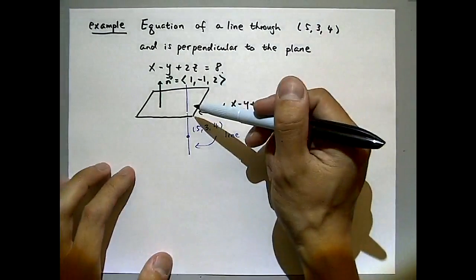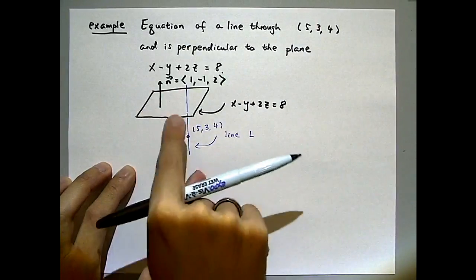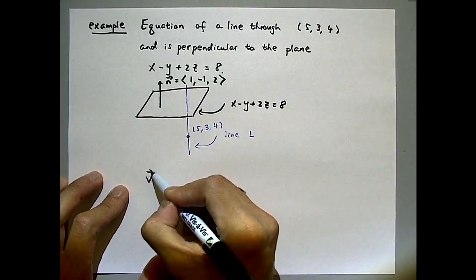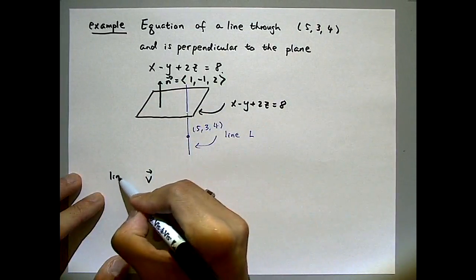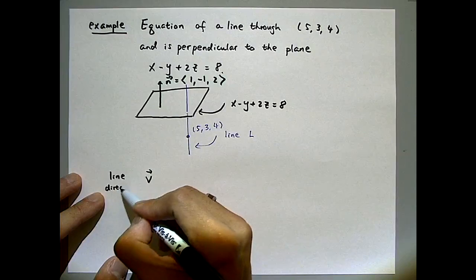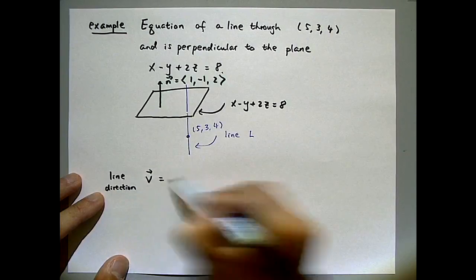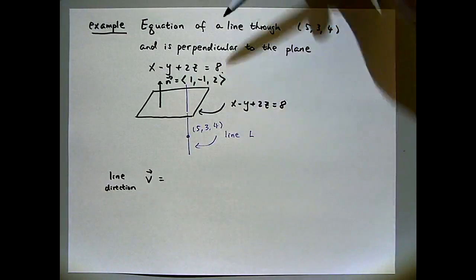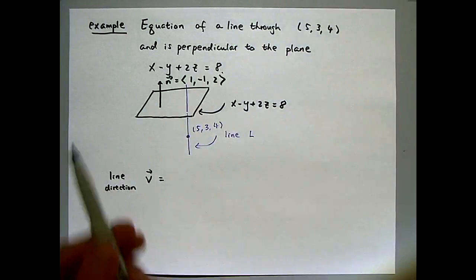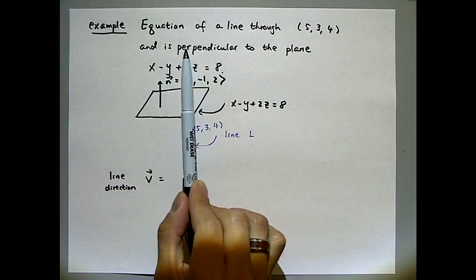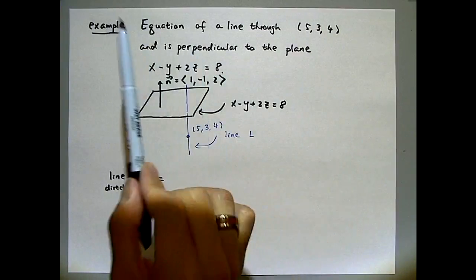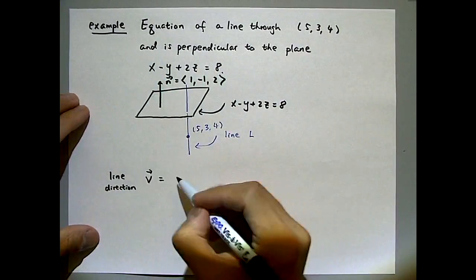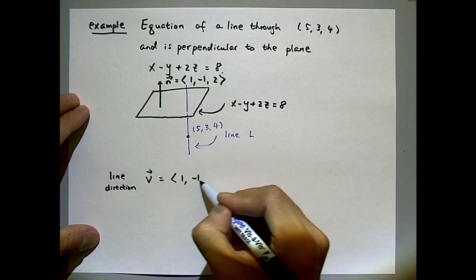And this line we know is going to be perpendicular to the plane. So what does that tell you about the direction of the line, the vector giving the direction of the line? What would V be? Yeah, the same as N, correct? Because N is always parallel to this line. So the direction of the line is going to be the same as the vector describing N. So that's 1, minus 1, 2.